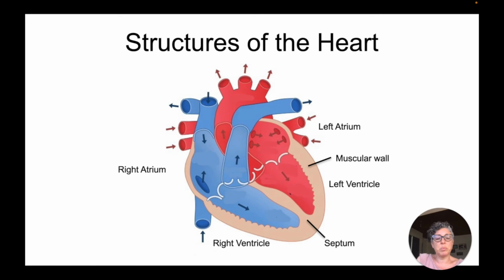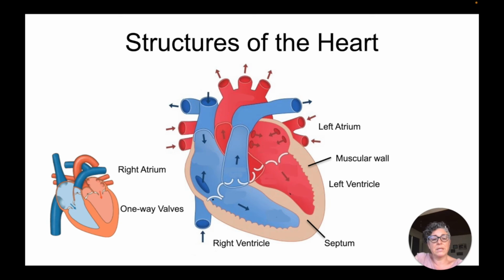Additionally, this portion that separates the left from the right side is called the septum. You should be able to label that as well. Again, a very thick muscular component to the heart. The other thing that you do need to be aware of are these little white bits that we see between the chambers, and those are one-way valves. And we can see in the little animation how the valves work.